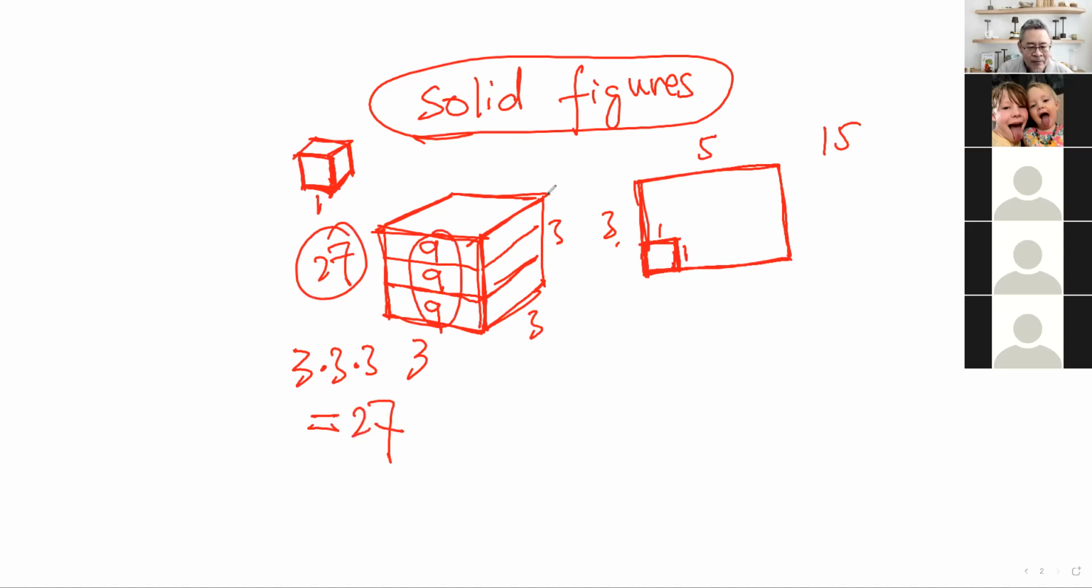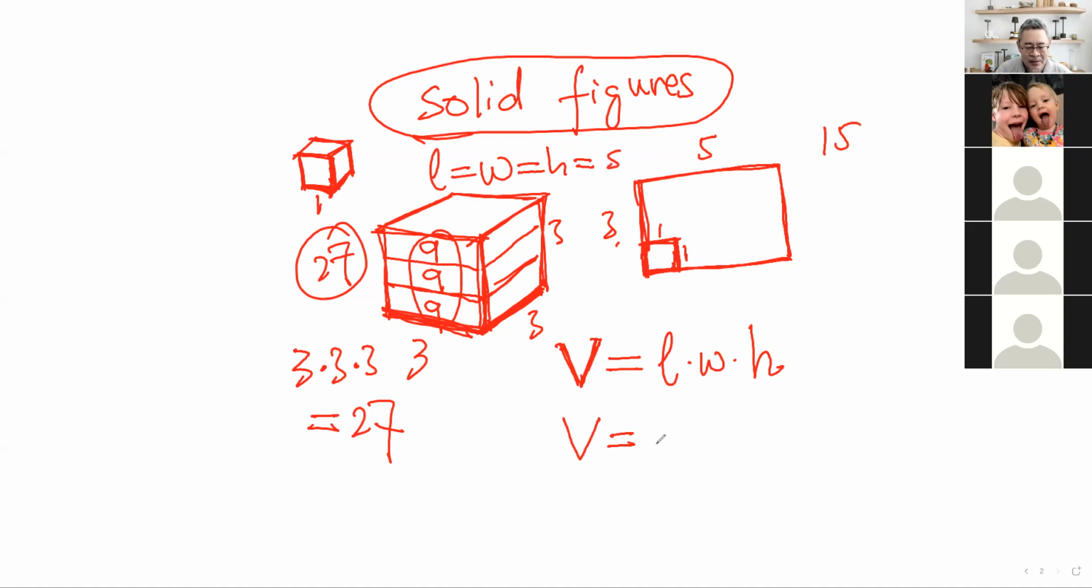So now we have this formula for a cube: the length, width, and height. So our formula is length times width times height. This is basically saying how many unit cubes we can fit into this solid figure. In terms of a cube, that's easy because all sides are the same. Length is equal to width, equal to height, equal to the same thing. So we become s cubed.